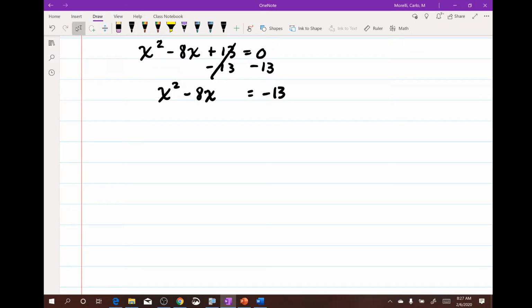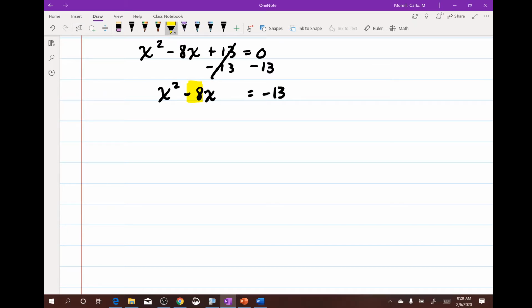Okay, so I'm going to say what to do, and then I'll show what to do. We are going to square half the middle coefficient of the quadratic expression and add it to both sides of the equation. I'll say it again. We're going to square half the middle coefficient and add it to both sides of the equation. So let's take half the middle coefficient first. There's the middle coefficient right here.